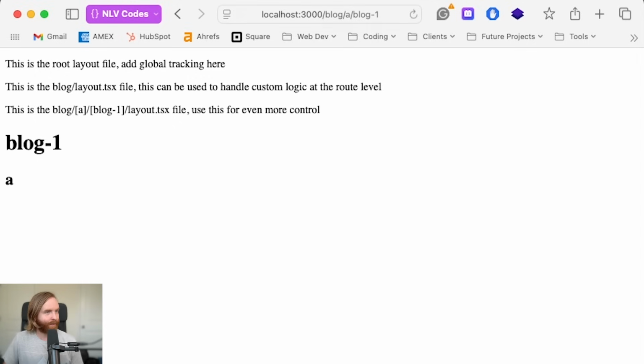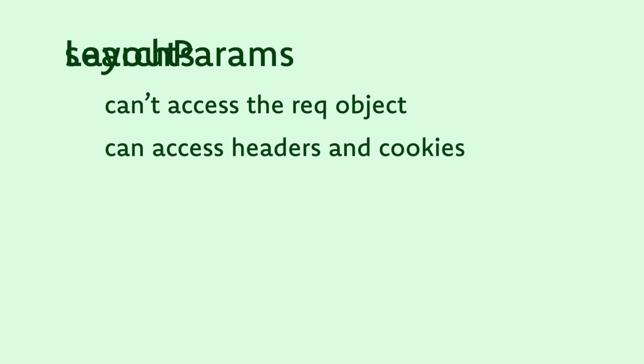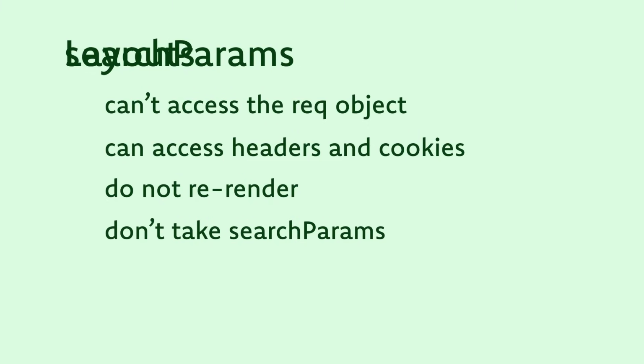blog/a/blog1 layout.tsx file. Some things to consider is that you cannot access the request object in a layout. You can access headers and cookies through server functions though. As I mentioned before, layouts do not re-render, meaning that they can be cached to avoid expensive user computations when navigating between pages. Since layouts don't re-render, they also don't take search params, which are the parameters that come after a question mark in your URL bar. Instead, you should plan on using search params in your page or the use search params hook in a client component within the layout, which will prevent your search params from becoming stale.